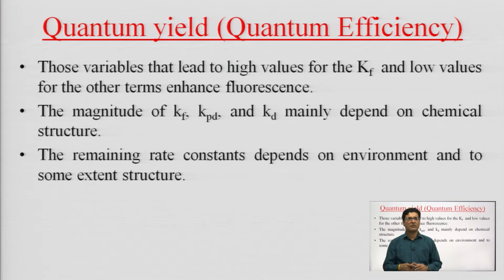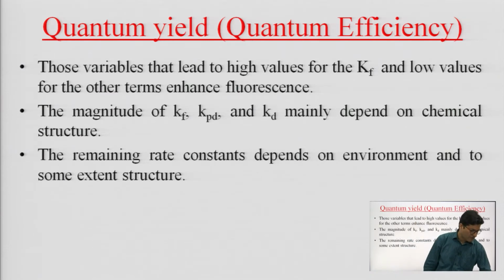The magnitudes of Kf, Kpd and Kd generally depend upon the chemical structure. So by modifying the structure you can alter the Kf value, the Kd value and the Kpd value, that is the fluorescence, dissociation and pre-dissociation rate constants, and the other rate constants generally depend upon the surrounding environment to some extent.